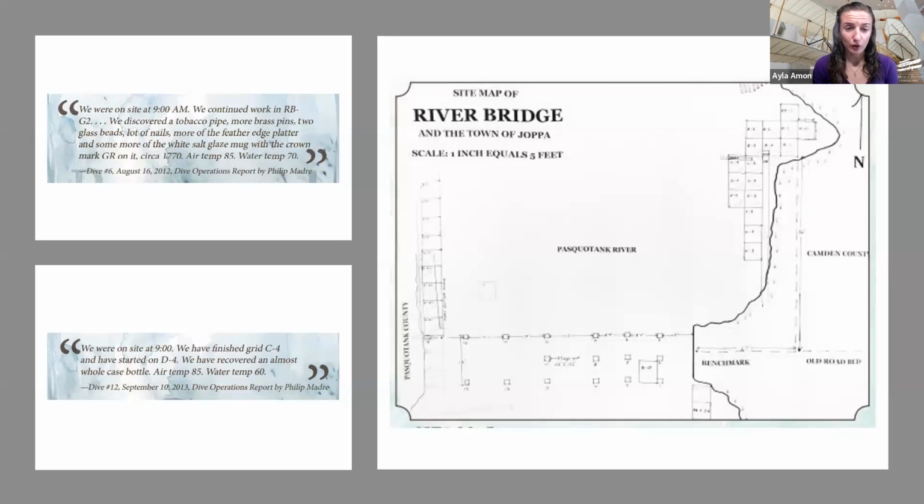So these are two examples of their log that they reported, as well as their site map showing time, place, and the temperature. So they would record things, for example, quote, "We were on site at 9 a.m. We have finished grid C4 and have started on D4. We've recovered an almost whole case bottle, air temperature 85, water temperature 60." They also note continuing work in RBG2, which is another grid site. And they've discovered, quote, a tobacco pipe, more brass pins, 2 glass beads, lots of nails, more of the feather edge platter, and some more of the white salt glazed mug with the crown mark GR on it, circa 1770, unquote.